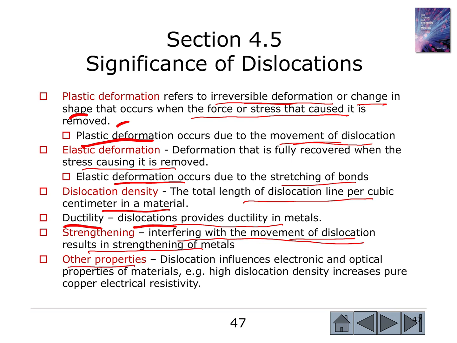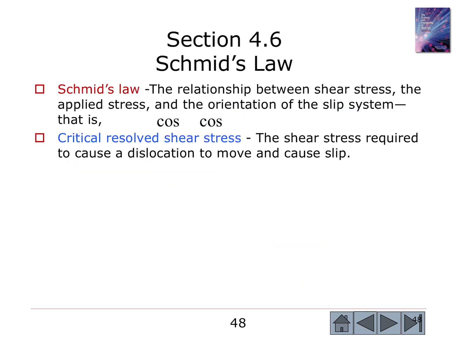And it also has an impact on other properties. Dislocation influences electronic and optical properties of the material. For example, high dislocation density increases pure copper's electrical resistivity.